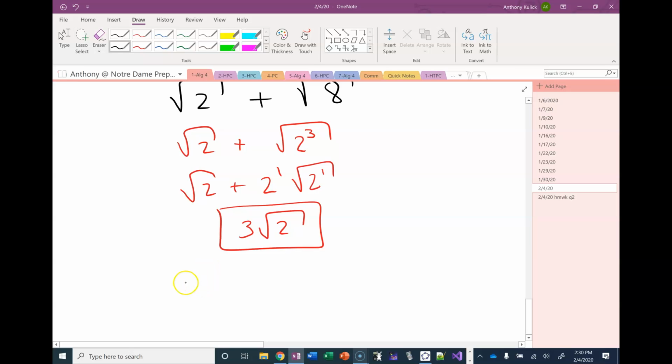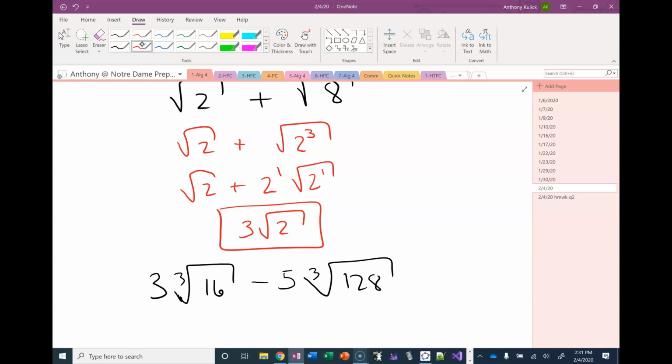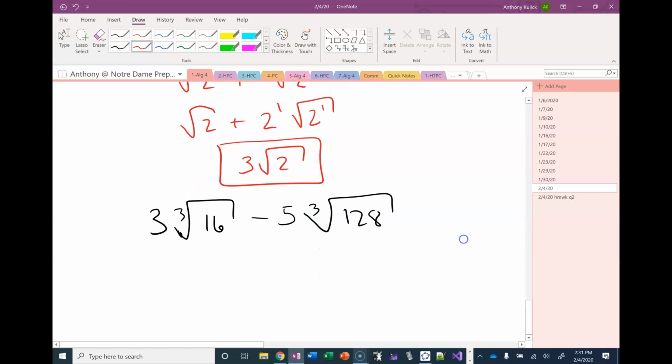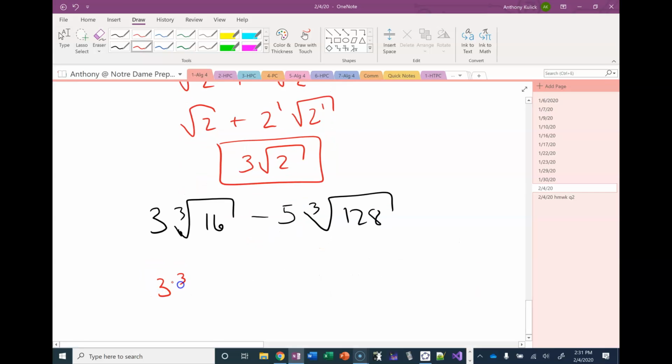What if we have, oh, excuse me, let's say 3 cube roots of 16 minus 5 cube roots of 128. Can we subtract them as they're written right now? No. Could we possibly be able to subtract these, though? Yeah, maybe. We'd have to simplify the radicals, though, to find out. So let's do that. What's the prime factorization of 16? 2 to the 4th.